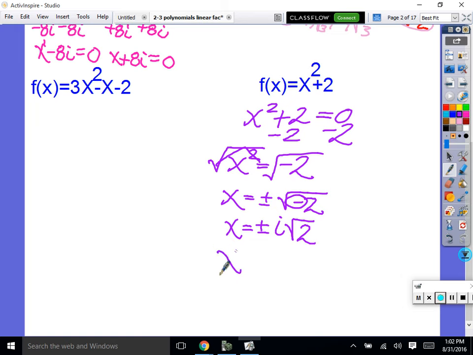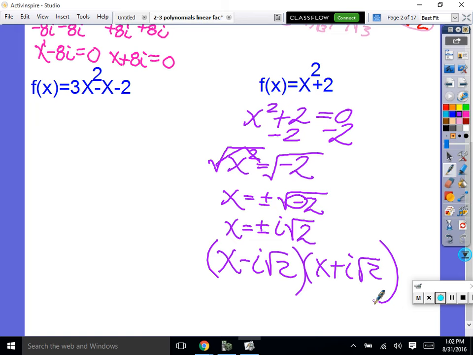So look, let's think advancedly for a minute. If we have x is equal to positive i square root of 2, why don't we subtract i square root of 2? Yeah. If we have x is equal to negative i square root of 2, then we add i square root of 2. x plus i square root of 2. So that was a good one to do. Good job. Everybody, you did awesome. Here we go.